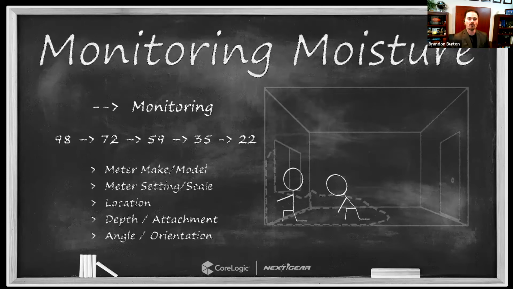Right? If Bob holds it one way and Sue holds it another way, you're going to get different values because they're monitoring differently, right? They're not holding the meter the same way, which sounds a little overwhelming when you first think about it, right? We'll talk about solutions for that in a second, but all of these things need to be consistent.